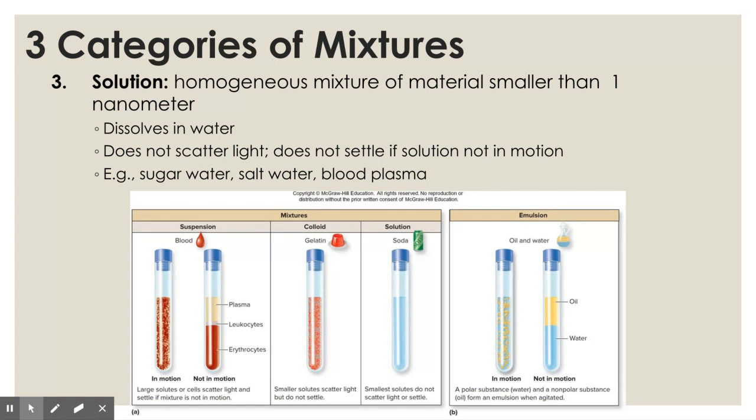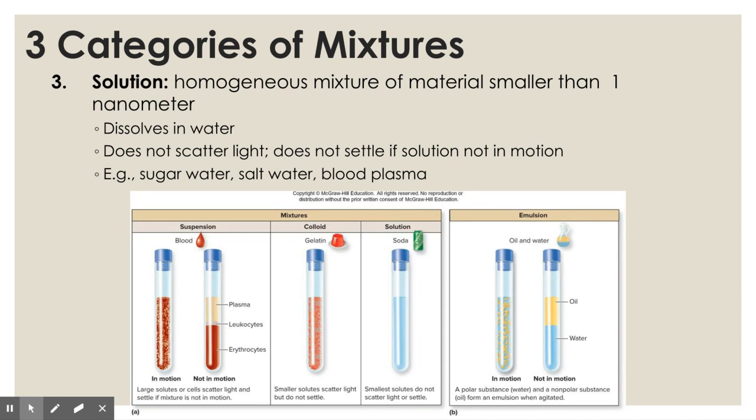A solution is a homogeneous mixture. When you put something in water that dissolves, like salt or sugar, and you can't see with your eyes to pick it apart, that is a solution. And light will not scatter. You can shine a light through it, and it doesn't settle out of the solution. In order to get it to separate, you have to use more physical means, like evaporating the water out of the solution. Great examples, again, are sugar water and salt water, but your blood plasma is also going to have a solution of salts in it.